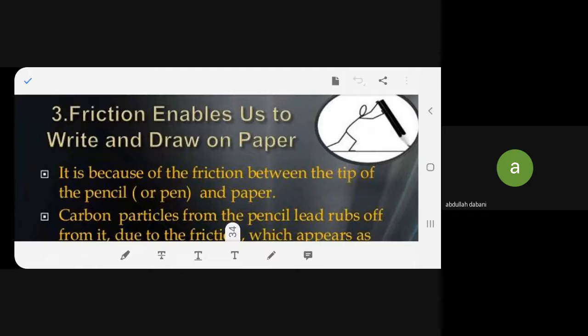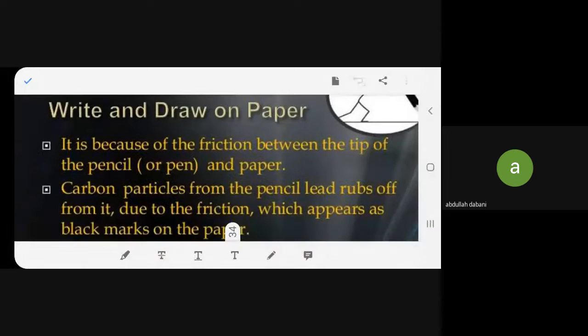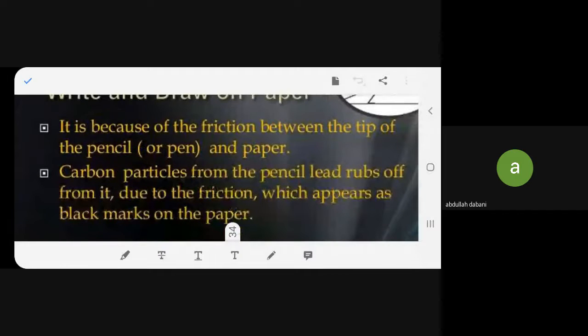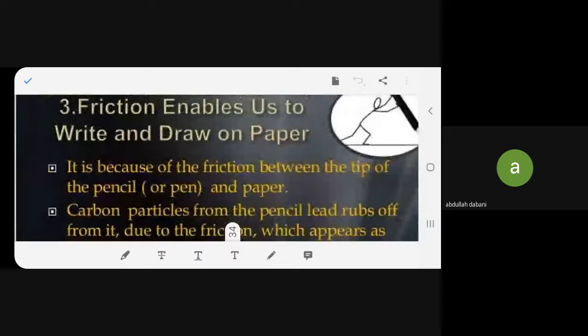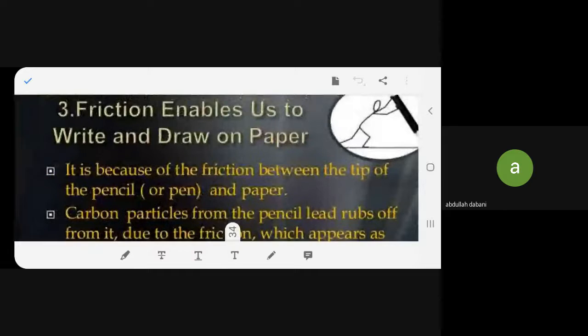Friction enables us to write and draw on paper. It is because of the friction between the tip of the pen or pencil and paper. Carbon particles from the pencil lead rub off due to the friction, which appears as black marks on the paper. So what else is friction required for? To write and draw on paper. We can write on paper only due to friction.